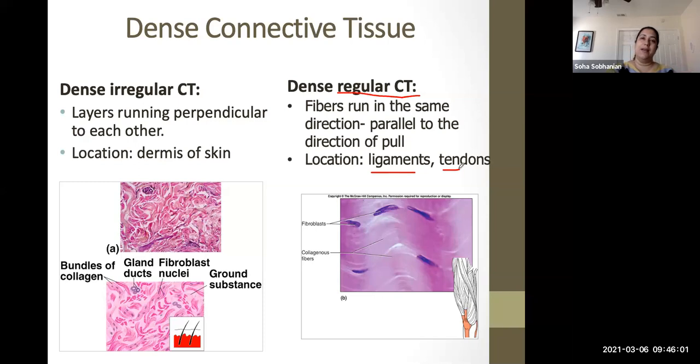Dense, irregular connective tissue. Again, look, chaotic, right? All of these protein fibers are all over the place. There's no organization. There's no beauty to it. Well, there's beauty, but not as much beauty as dense, regular. So where is the best example for dense, irregular connective tissue? The dermis of your skin, where you have all of your oil glands, your sweat glands, your hair follicles. That's the dermis of your skin, and that's where dense, irregular connective tissue can be found.